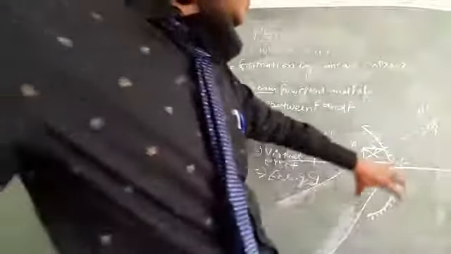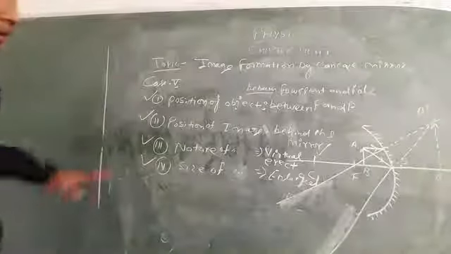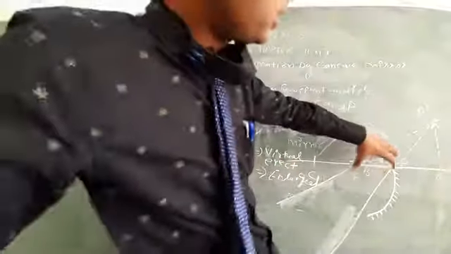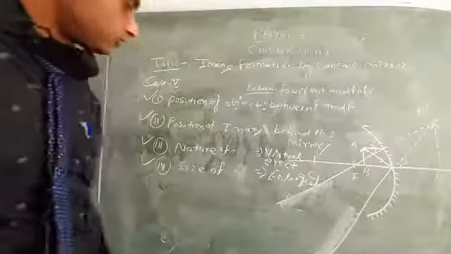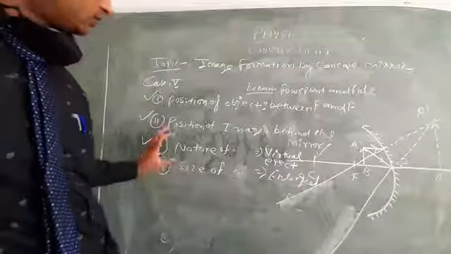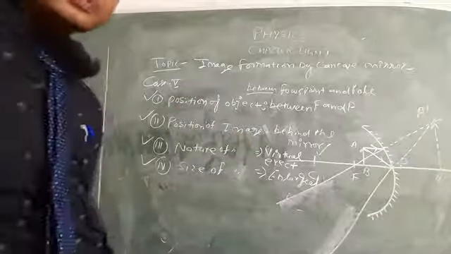And this is the ray diagram. This is a very important ray diagram because only in this case, for a concave mirror, the image is virtual and erect. So this is very important. You have to write this position, nature and size, and also the ray diagram.